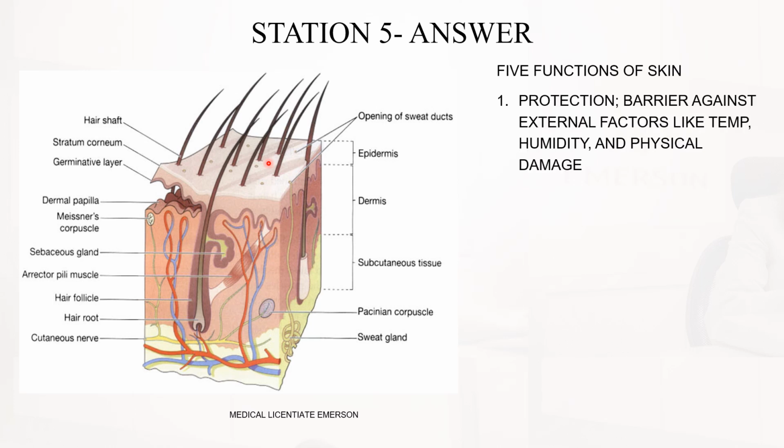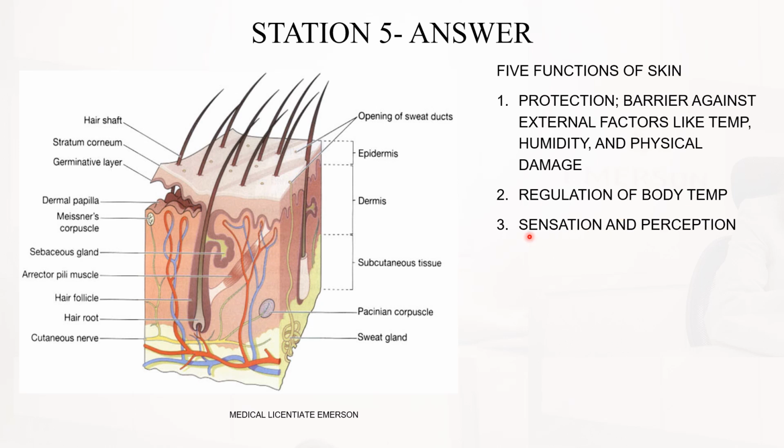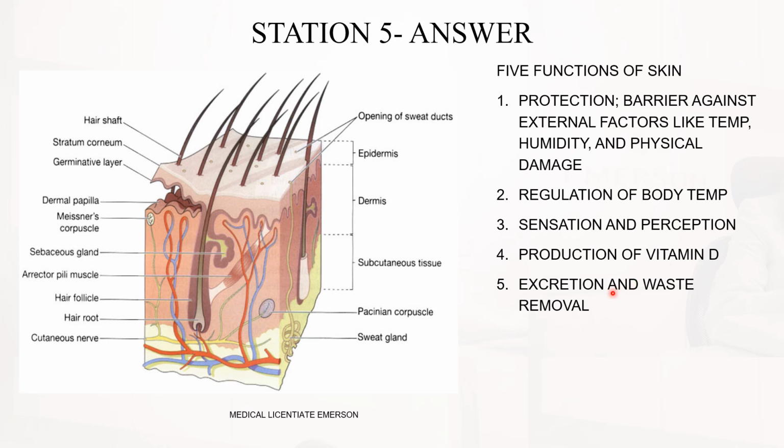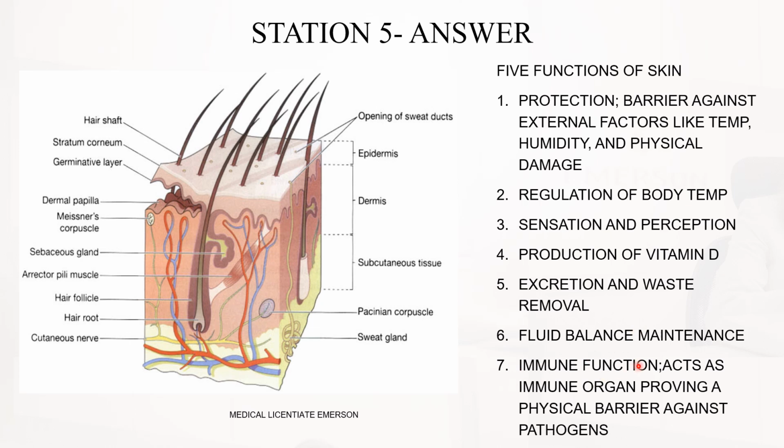Then in terms of function of the skin, number 1 is protection. The skin acts as a barrier against external factors like temperature, humidity, and physical damage. The other function is the regulation of body temperature, or thermoregulation. Then the other ones are sensation and perception, production of vitamin D, excretion and waste removal, fluid balance maintenance, as well as immune function. The skin acts as an immune organ, providing a physical barrier against pathogens. So those are the functions of the skin.